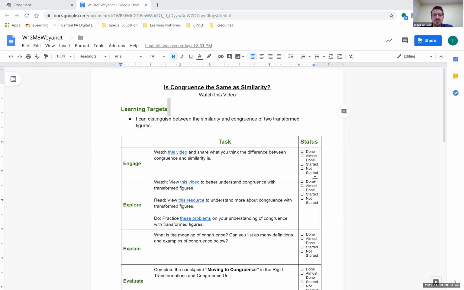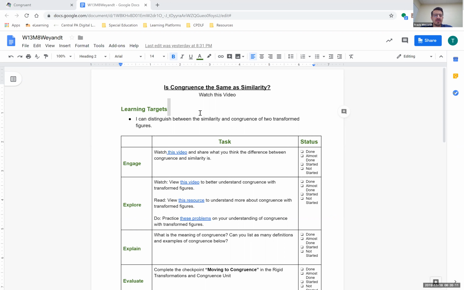So what I decided to do is go back to the unit that most of you are still kind of completing and getting to the end. I feel like you may need some more support towards the end of the unit. The second part of that first unit is around the idea of congruence. And the question I have at the beginning is: is congruence the same as similarity?